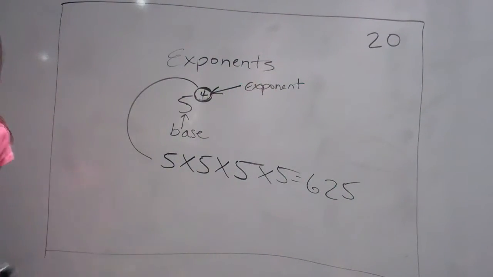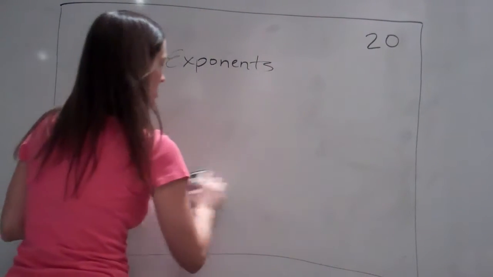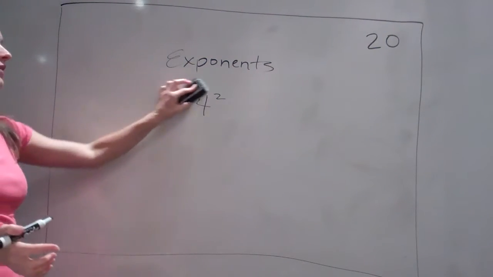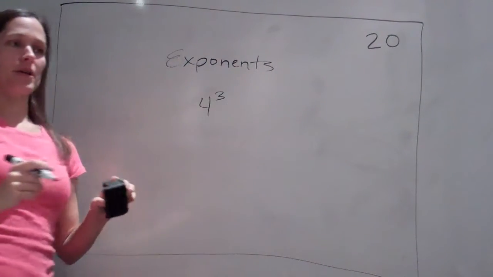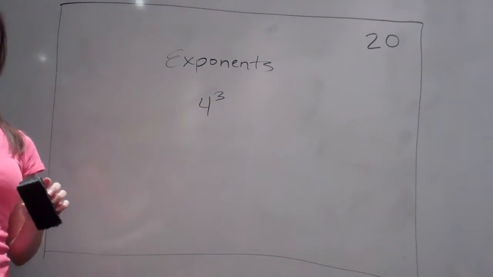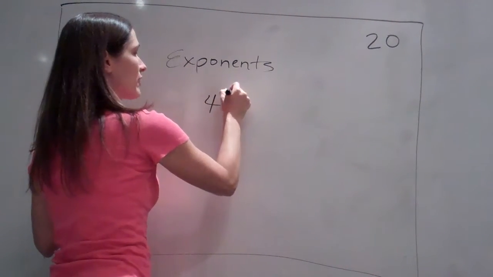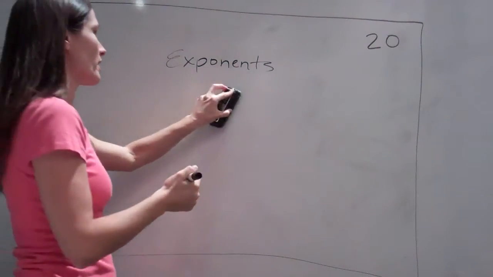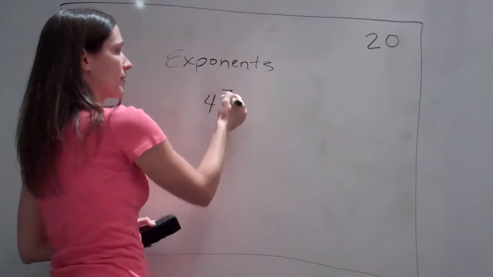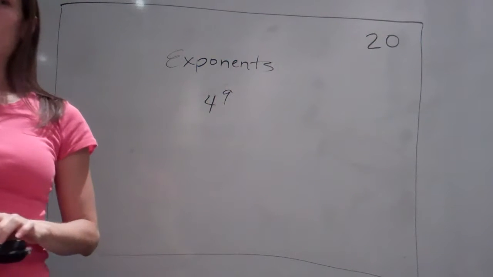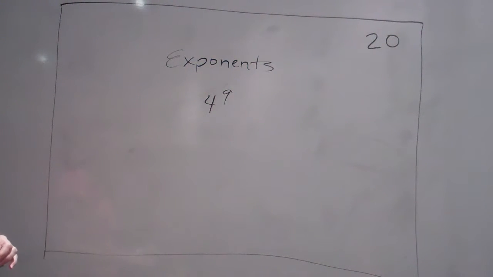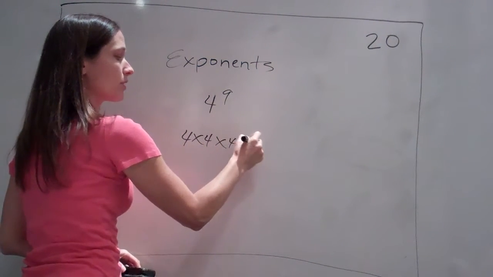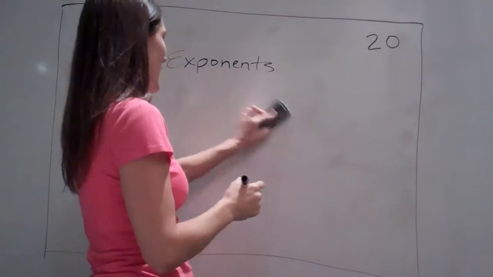Now, let's go over how you would say these expressions. Does anybody know how to say that? 4 squared. Good. You may know how to say that one. 4 cubed. Very good. And anything after that, we say 4 to the 4th power, 4 to the 5th power, 4 to the 7th power, 4 to the 9th power. So that's how you would say it. So then you just do 4, 9 times. We just keep going, all the way to 9 of them.